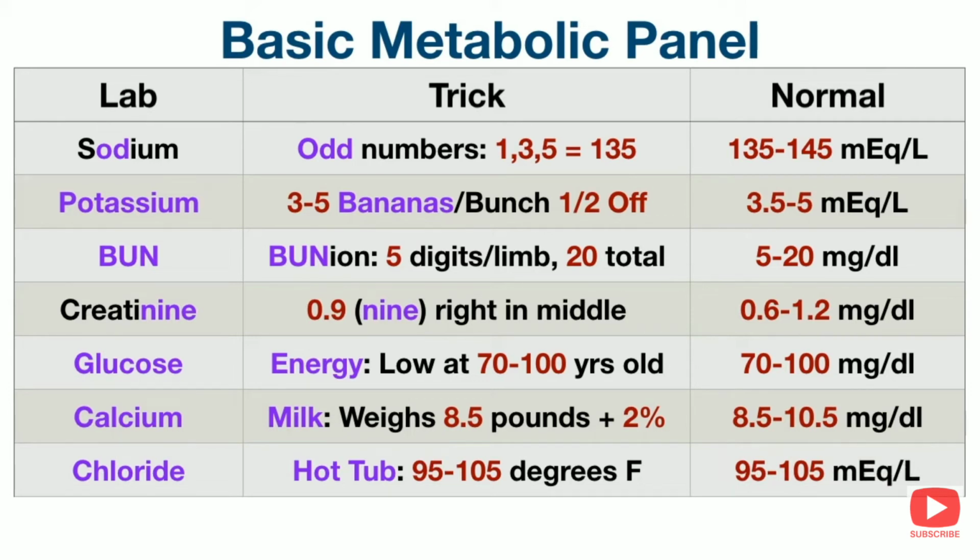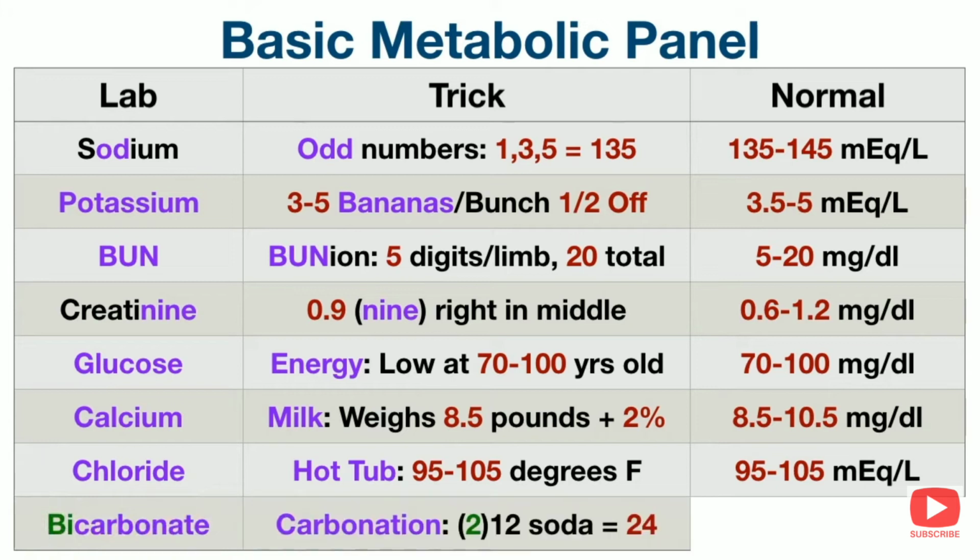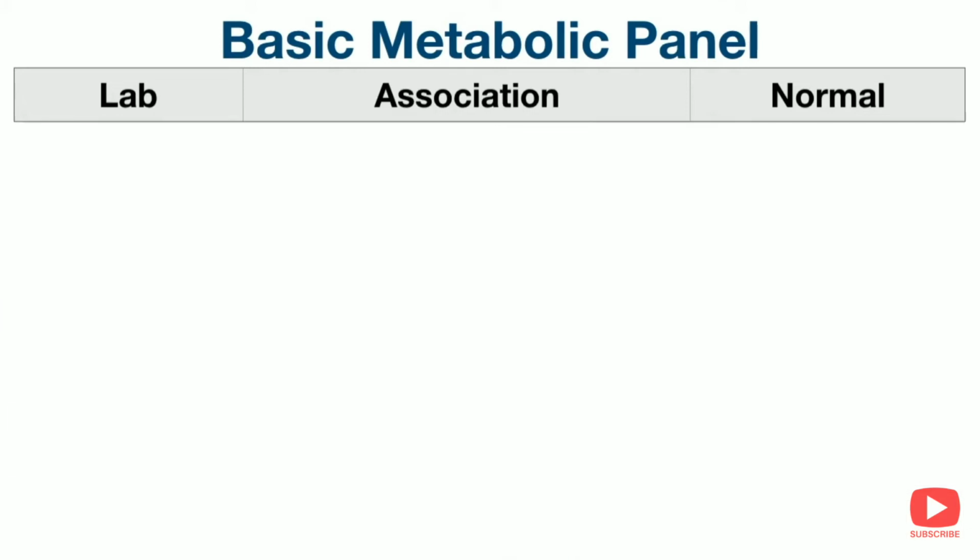Finally, we have bicarbonate. When you think of bicarbonate, think of carbonation and soda. Soda is usually sold in a 12-pack, but it's not just carbonate, it's bicarbonate, and bi means 2, so we're going to multiply the 12 by 2. This gives us 24, with the normal range of about 23 to 29. Let's recap quick, and then we'll move on to the next set of labs.